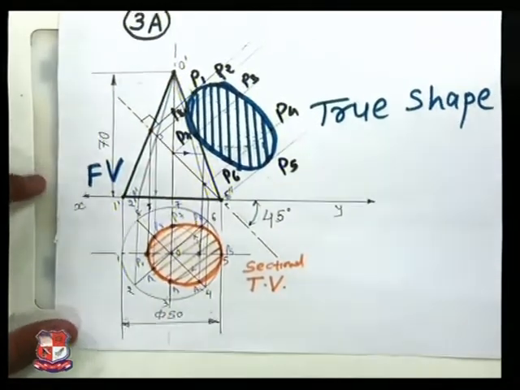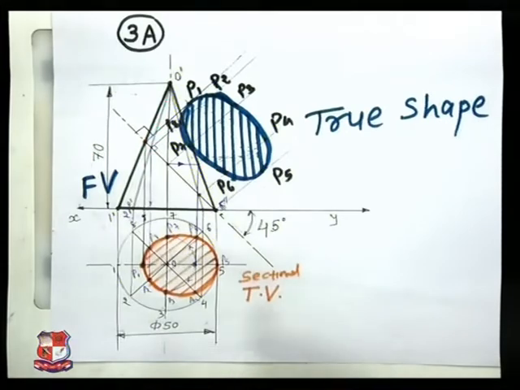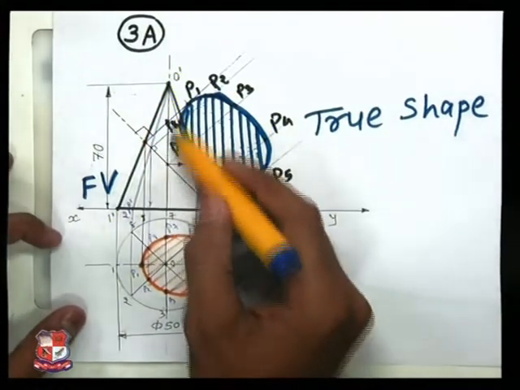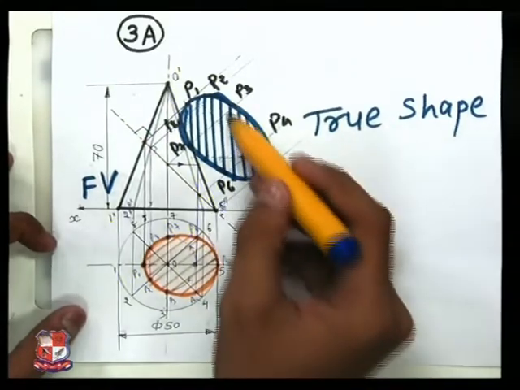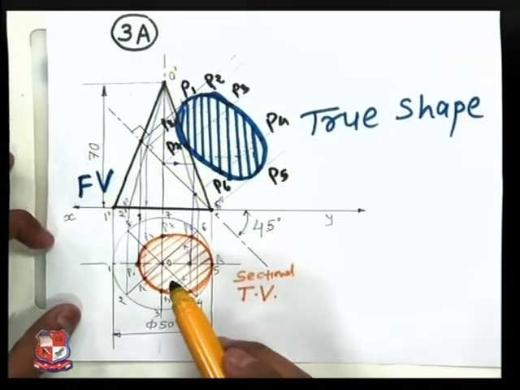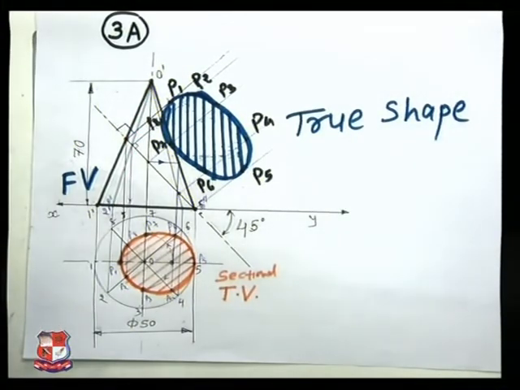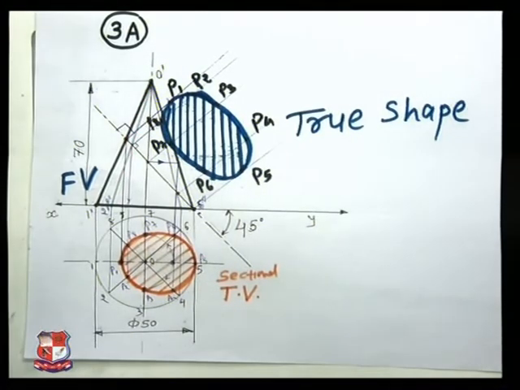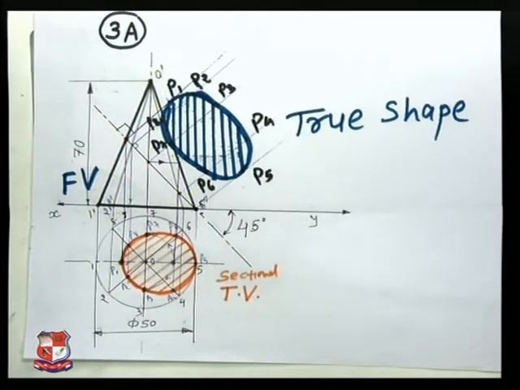This example was asked for answer number 3A, for 7 marks. The distribution would be like this: 2 for the front view, 2 for the sectional top view, and 2 plus 2 plus 3 for the true shape of the section. I hope the solution of this problem is clear to you. In actual practice, you should draw the same problem like this, as shown in this view.